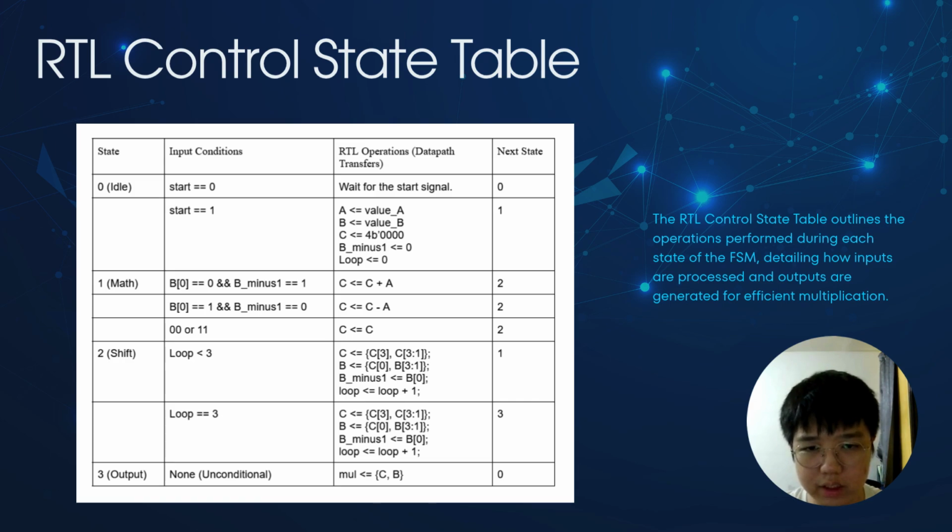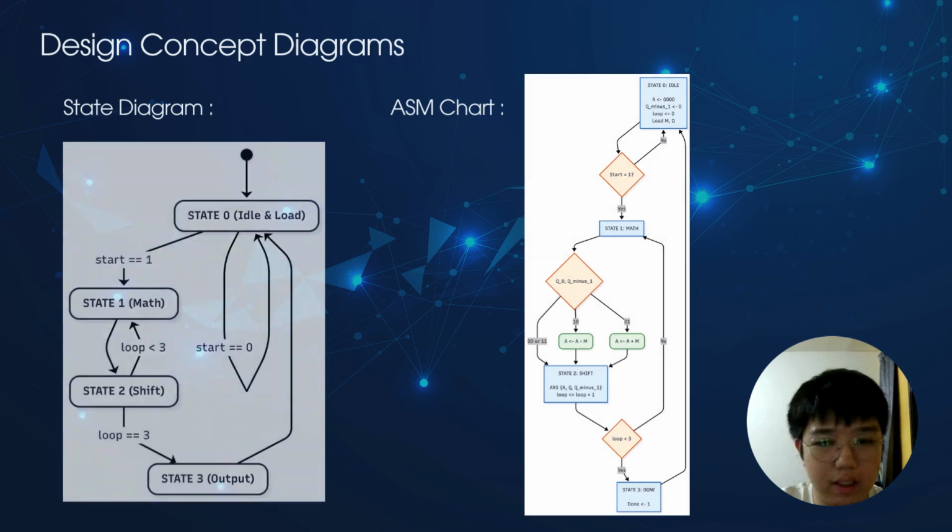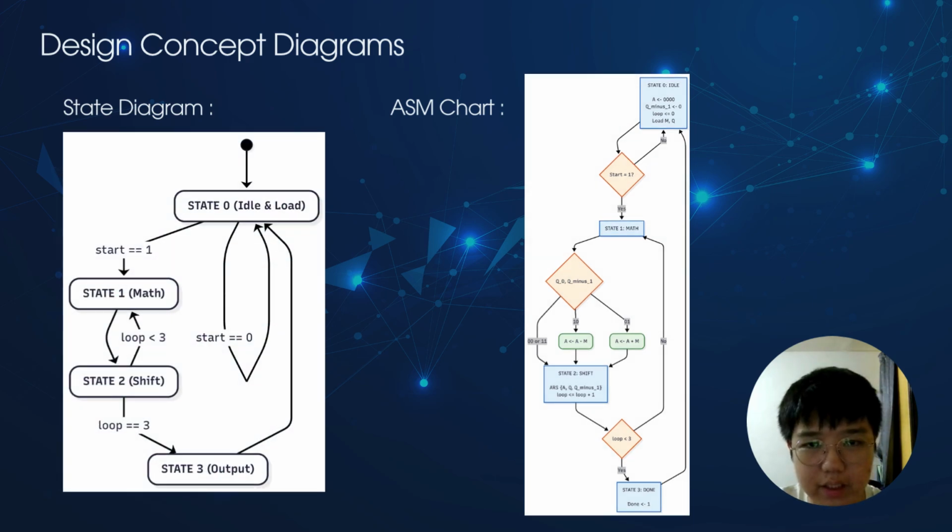Okay, when the loop reaches 3, because 0, 1, 2, 3, the 3 will be updated in the next loop and not the current loop. So we only reach until 3 for 4 loops. Then it will only move to the third state. Okay, the third state will be setting our final output to be upper 4 bits to be C and the lower 4 bits to be B. Okay, these are the state diagram and the ASM chart for a better understanding.